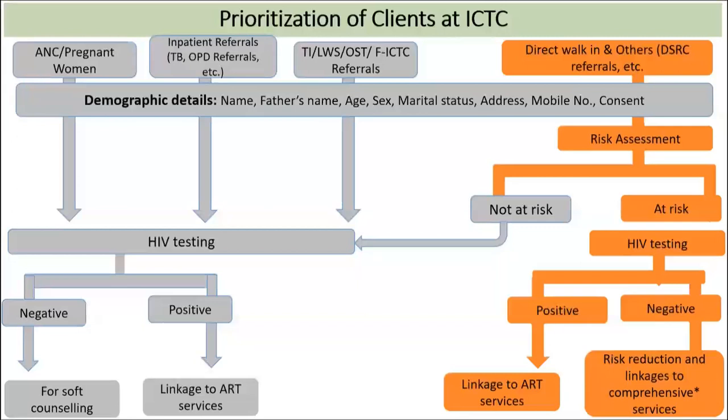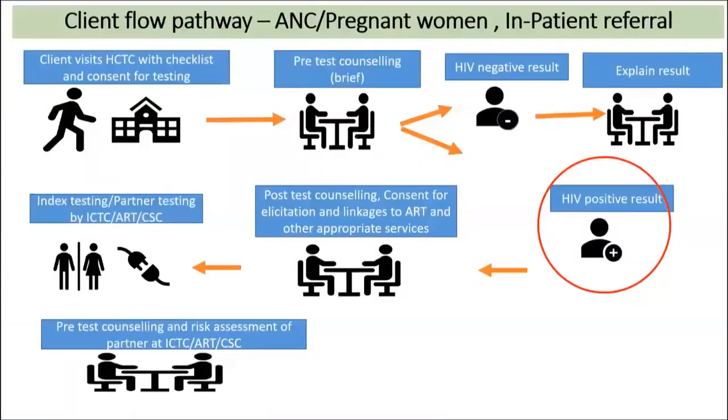As Govind had mentioned about these 3 categories of people: firstly ANC and pregnant women and the inpatient referral, and those who are referred from TI or link worker scheme or OST. These are the clients who are referred from some point of contact where some initial discussion may have happened. They must be knowing basics about HIV and its transmission. So they may not be in need of detailed pre-test counseling. That's why, if we look into the client flow pathway for these 4 categories of people, let us discuss first the pathway for the ANC or the inpatient referral.